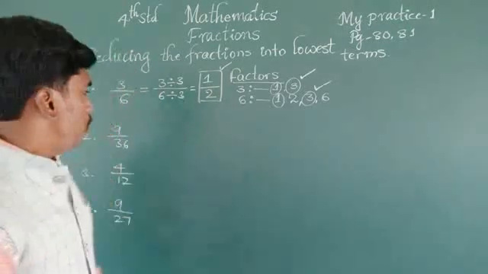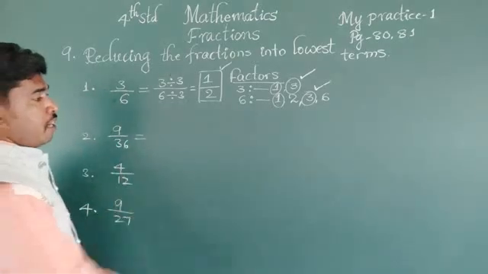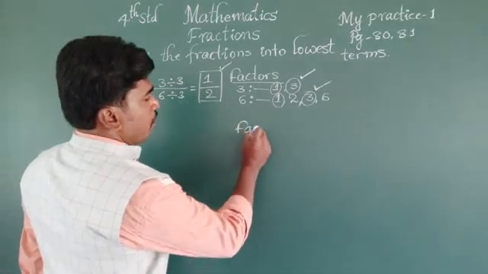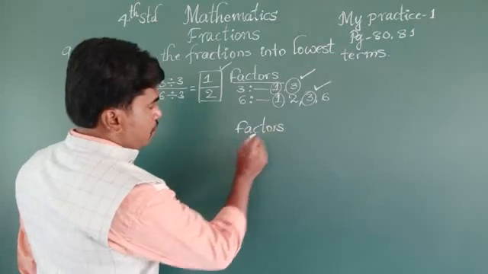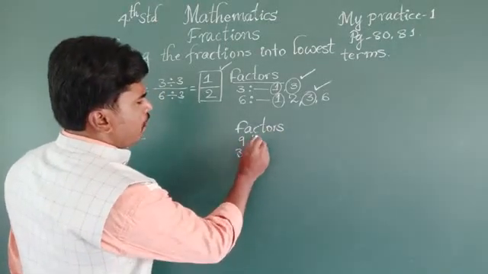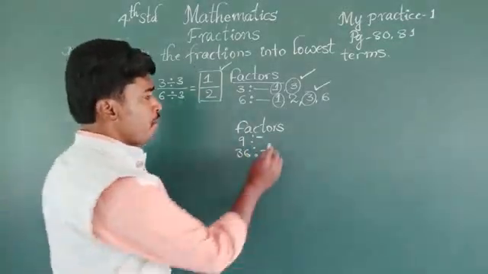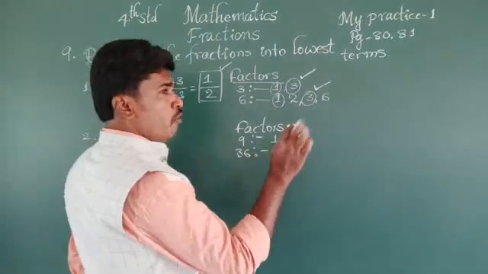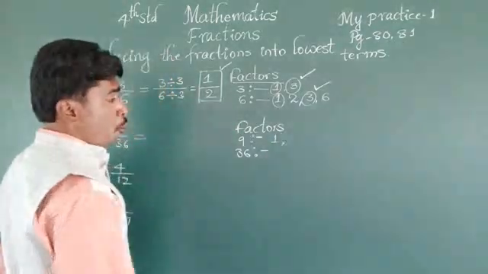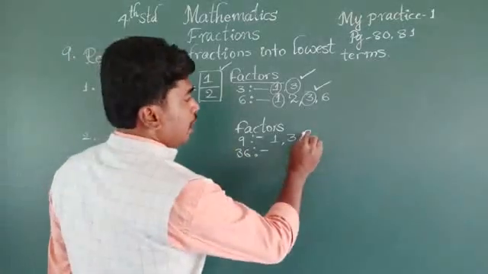Okay, now I should proceed to the next one. It is 9 by 36. You write the factors of 9 and 36. Dear students, these are very simple numbers. What are the factors of 9? It is 1. 2 will not divide because 9 is an odd number. 3 divides, 3 3s are 9.